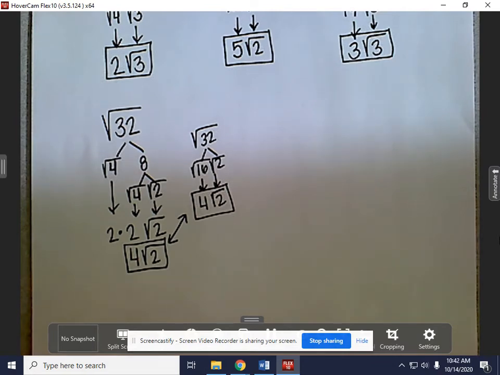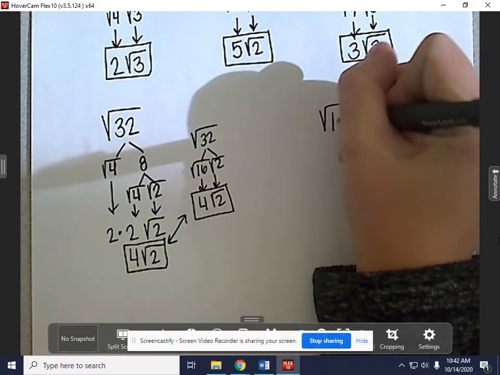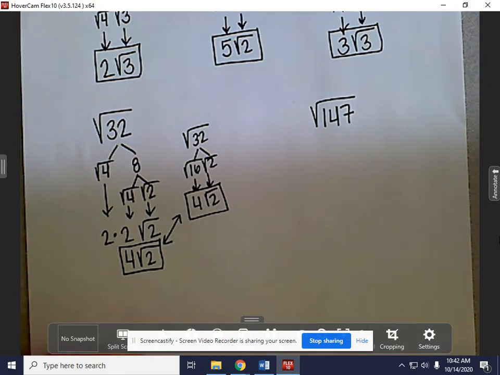So let's try another one. Let's do the square root of 147. So you're probably like, 147, that doesn't have any factors. It does, and you have to check. So if you don't know, you have to check. You can't just magically assume.